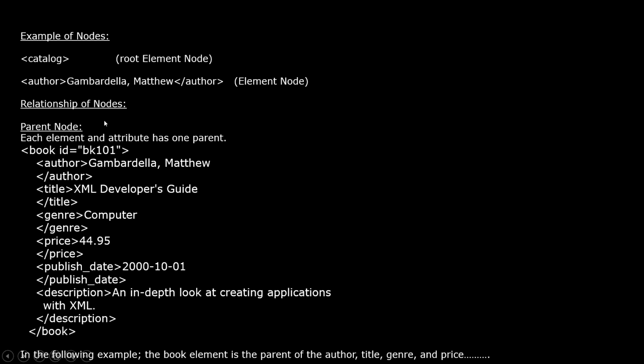In this example, consider the parent node. Each element and attribute has one parent node. Here the book element is the parent of the author, title, genre, price, publish date and description. These are all the child nodes of the parent node book, whereas the root element node, catalog, is the root element node for all these nodes. So that is about the parent node.